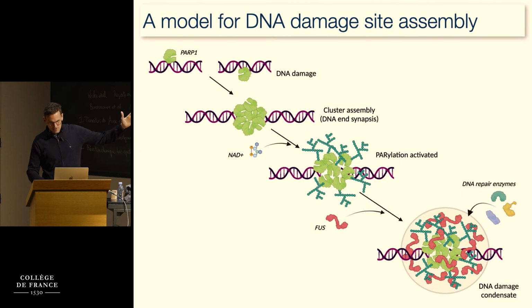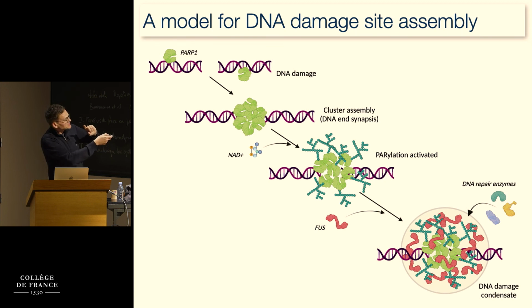So we think the following is going on. This is our model for DNA damage site assembly. So you have a DNA double-strand break, and we have PAR polymerase sitting on the DNA at a very high concentration, because this protein is very highly concentrated. We have a break, and what happens is that, almost instantaneously, this protein forms a cluster on DNA, and we actually think it also doesn't allow the DNA to come apart anymore. I will show you the data in a second.